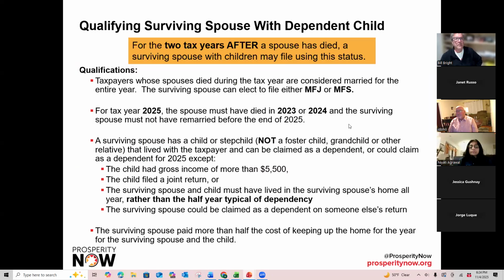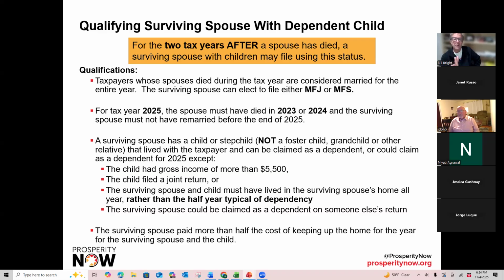Okay, so qualifying surviving spouse, we maybe get one of these a year. Again, this is generally a situation where a taxpayer is married during the tax year and passes away, and the surviving spouse may elect to go married filing jointly or separately. Again, for 2025, the spouse must have died in either 2023 or 2024, and the surviving spouse must not have remarried before the end of 2025.